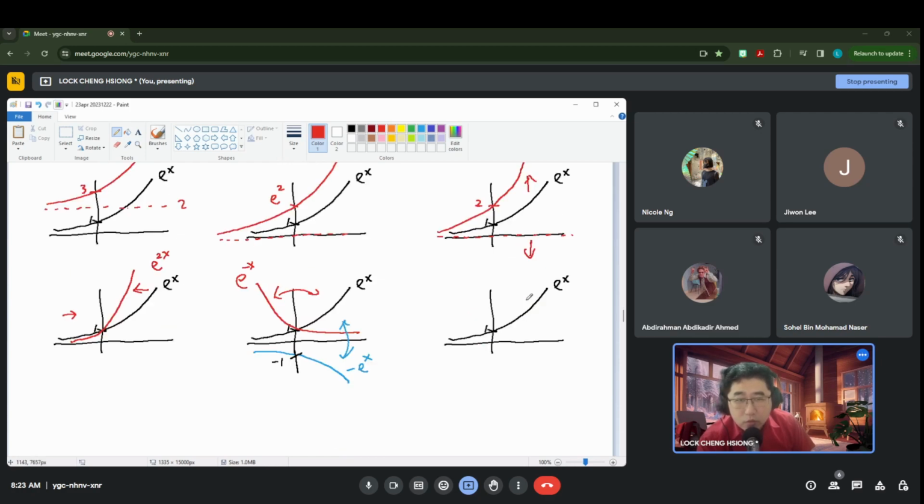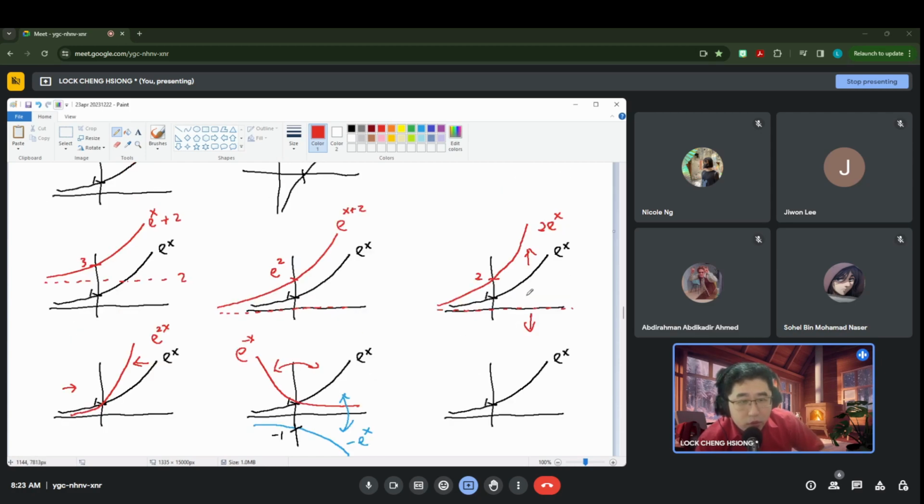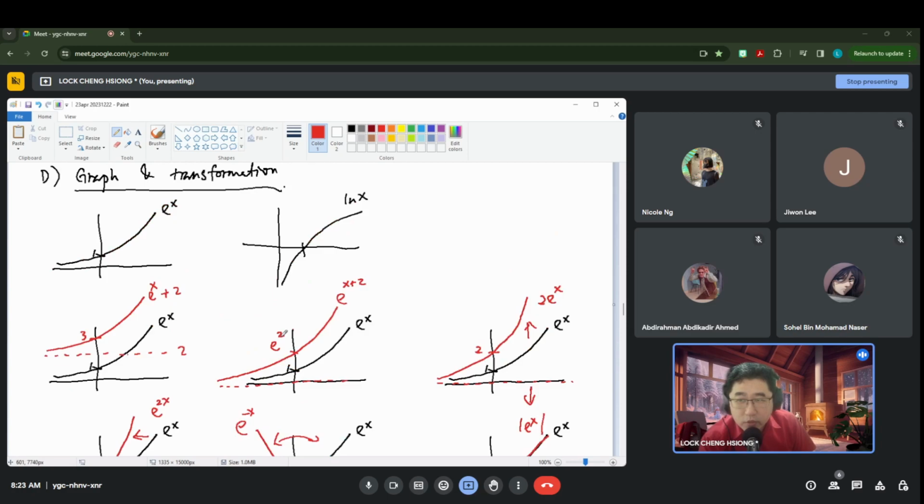What is interesting is everything with the modulus. If I have the modulus of e^x, it gives me exactly the same thing, no changes. Since e^x is always positive, the modulus of e^x is exactly the same thing, no changes.